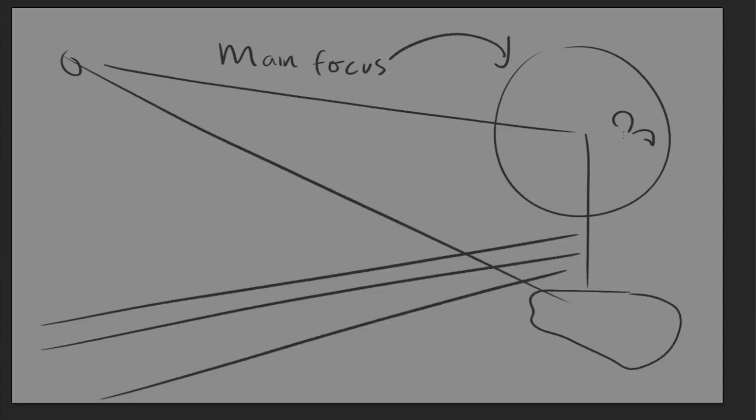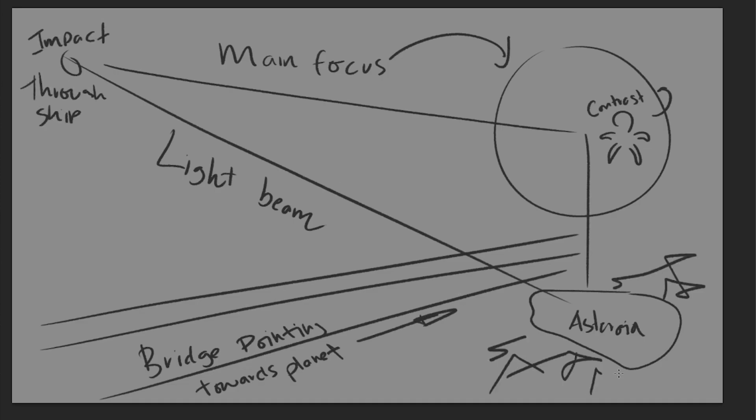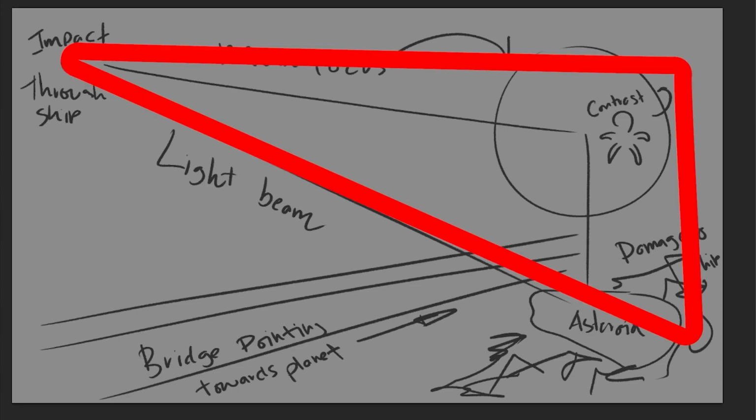I then sketched it all up in a really, really rough Photoshop document, having the main focus being the planet, with people being contrasted against the planet, the asteroid, light beams, and the bridge pointing towards the planet. The impact through the ship in the top left, and the asteroid that's actually damaged the ship, all to create a triangular composition.